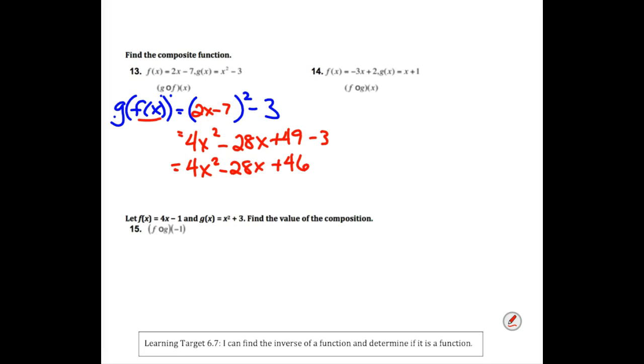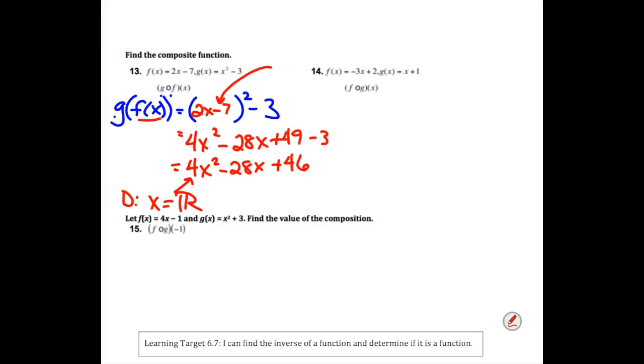Okay. If I asked for the domain on that one, when we do a composition, we worry about restrictions on the function we're dumping in, and we worry about any restrictions on our final answer. Okay? Are there any domain restrictions on the function I'm dumping in? No. There's no square roots, and there's no denominators. Looking at my final answer, any domain restrictions on that? Okay. So if you were asked for the domain, you'd say x can be all real numbers.